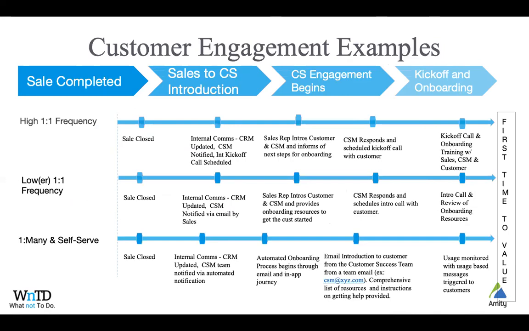So here's a customer engagement example. What this looks like is when you take a 3-pronged approach to your customer segmentation. You might have some customers that have a high one-to-one frequency need, a lot of one-to-one communication with your customers, then others that are in a lower one-to-one frequency. They do get a dedicated CSM, but their appropriate customer journey isn't as high frequency and high touch as the first segmentation. And then you might have some that are self-serve and highly automated.